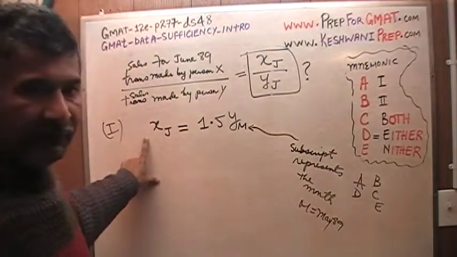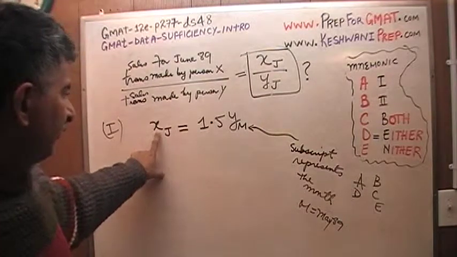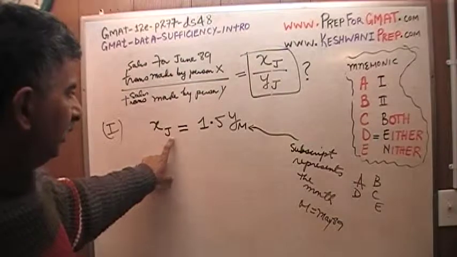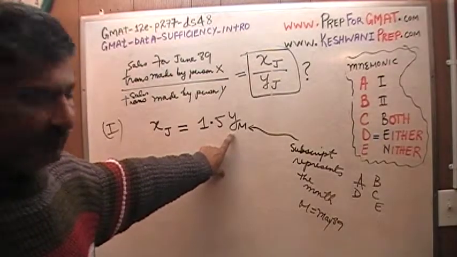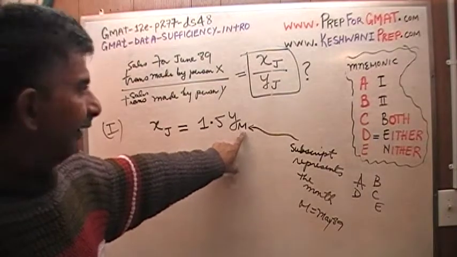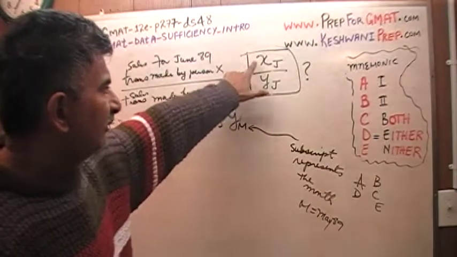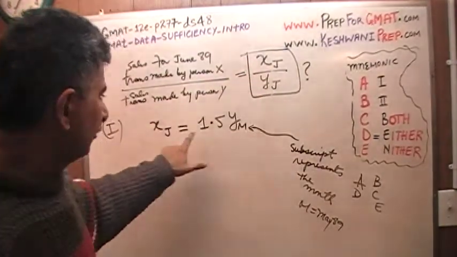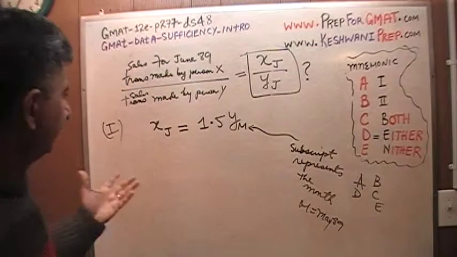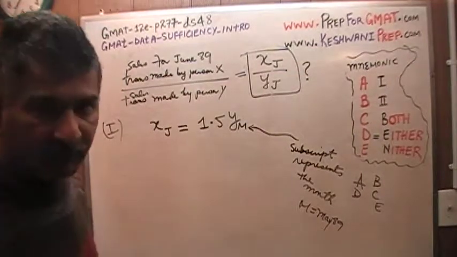But this statement by itself is worthless because here they're giving us a sales transaction for person X in June, and here they're giving us a sales transaction for person Y in May. We cannot figure out the ratio for both of these people for the month of June based on what is given in the first statement. It's not there. The first statement by itself is not enough.